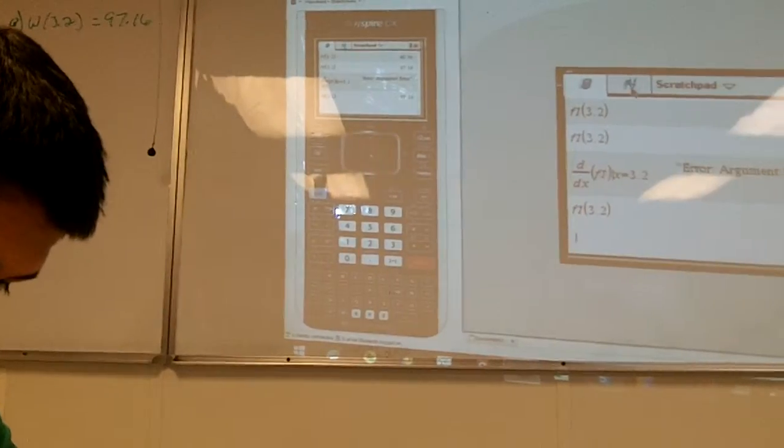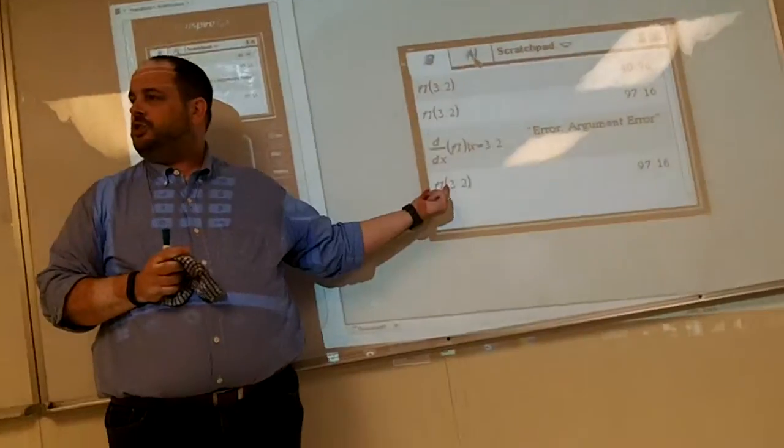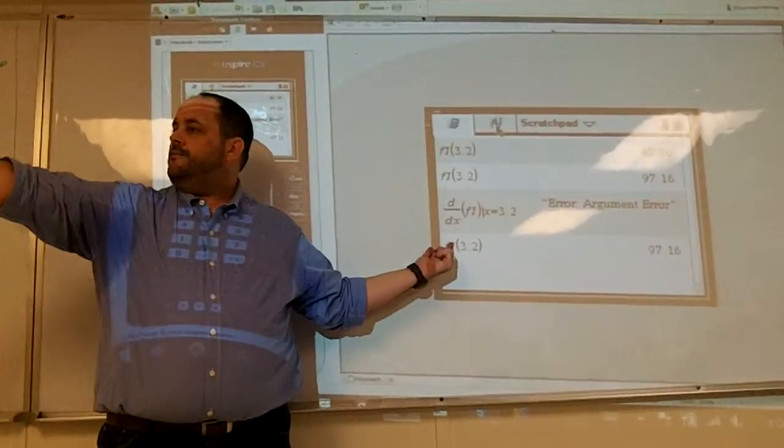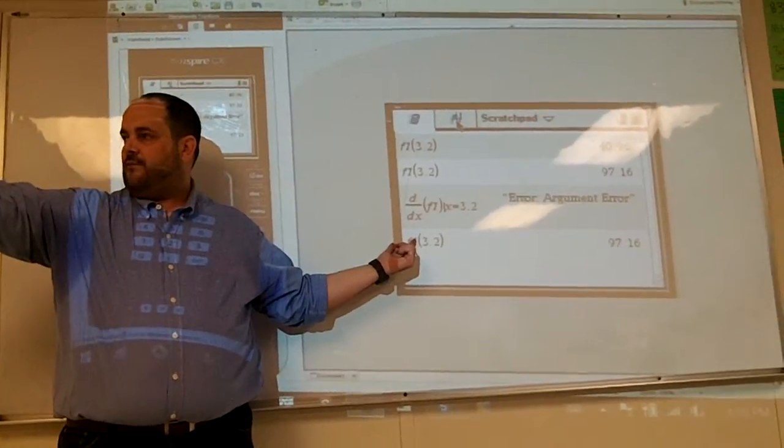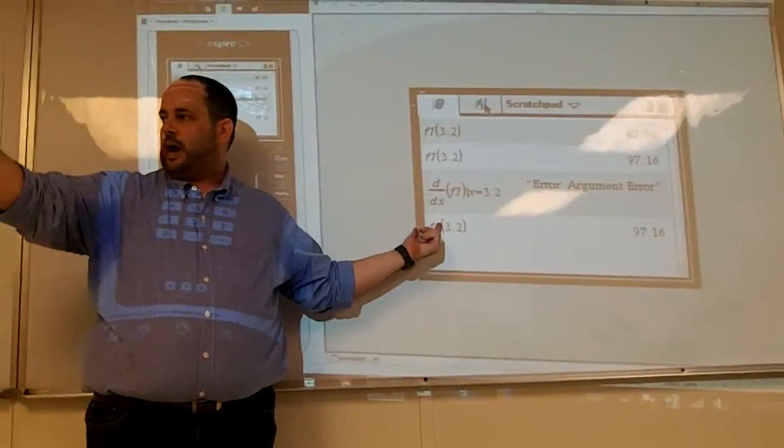Is everybody okay? How do you know you've done it correctly? Type F1, and F1 should show up in bold. For my TI-83, TI-84 people, it's VARS, Y-VARS, Y1.